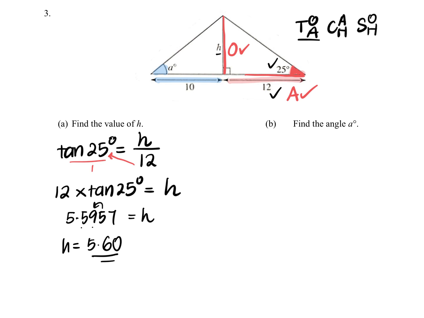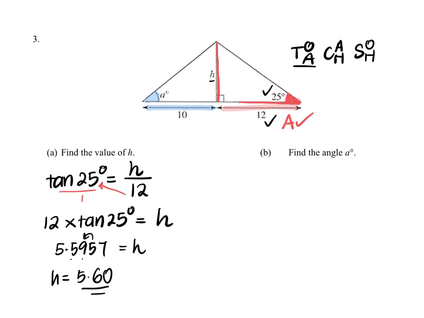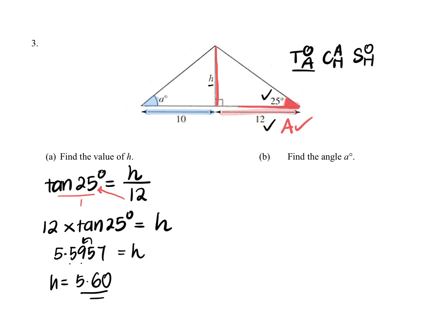Alright, but now I know the information, I need to use it to find my other portions, right? So now I'm going to replace this by 5.8. What number should I use? Should I use the more accurate answer or the less accurate answer? So I'm going to use the more accurate answer, right? So this is 5.5957, 5 sig fig.